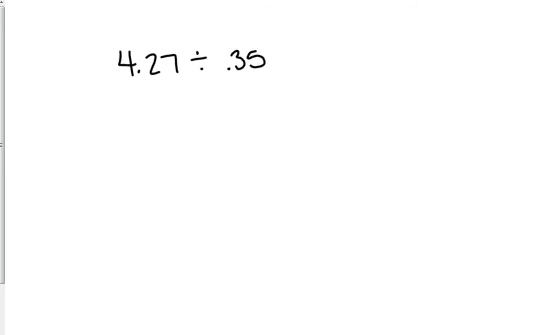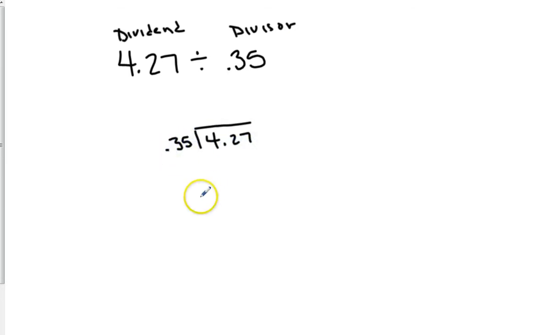In this problem, I have 4 and 27 hundredths divided by 35 hundredths. Again, this is my dividend, and this is my divisor, always. So when I set up my division house, my dividend goes on the inside, and my divisor, what I'm dividing by, goes on the outside. In this case, I can't divide by 35 hundredths, so I have to make that into a whole number. I do that by taking 0.35 and multiplying by 100, which means I'm moving the decimal 2 places to the right to get 35.